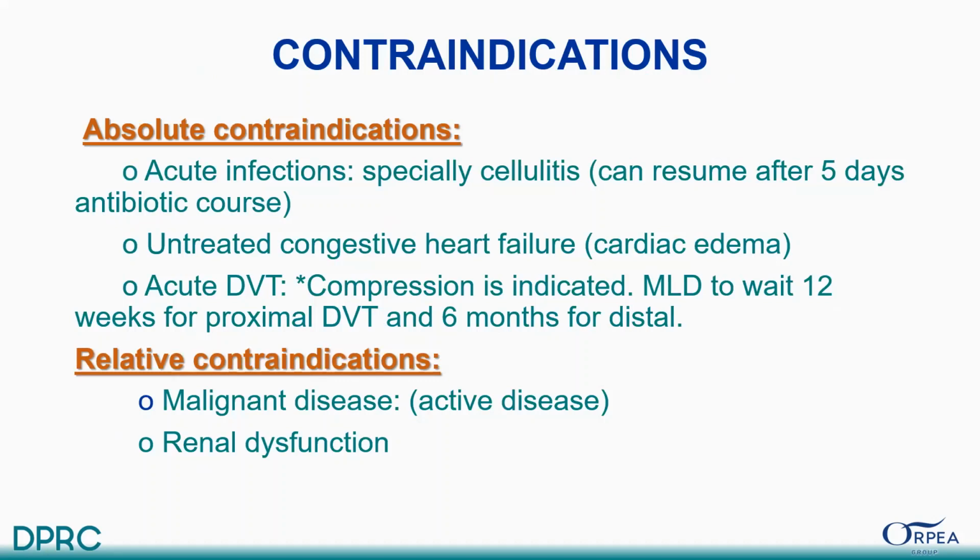Contraindications for the complete decongestive therapy. Absolute contraindications: acute infections, especially cellulitis, and in these cases we can resume the therapy 5 days after completing the antibiotic course. Another contraindication, untreated congestive heart failure, and the last one, acute DVT. In that case, compression, as I mentioned before, is indicated, and the manual lymphatic drainage should wait 12 weeks for proximal DVT and 6 months for distal DVT.